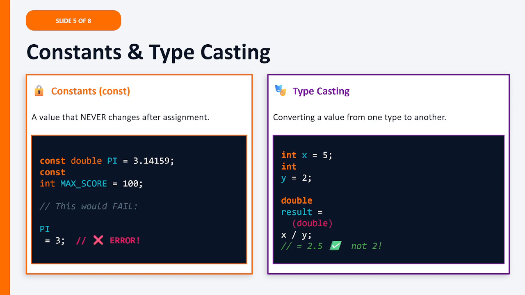Now, casting. Say you have two integers, x equals 5 and y equals 2, and you want to divide them. 5 divided by 2 is 2.5? Nope. In C++, an integer divided by an integer gives you the integer result, so you'll get 2, not 2.5. To fix it, you must make one of the values a double. So, open parentheses, double, close parentheses, then x. Now it knows to treat it like decimal division, so now you get 2.5.